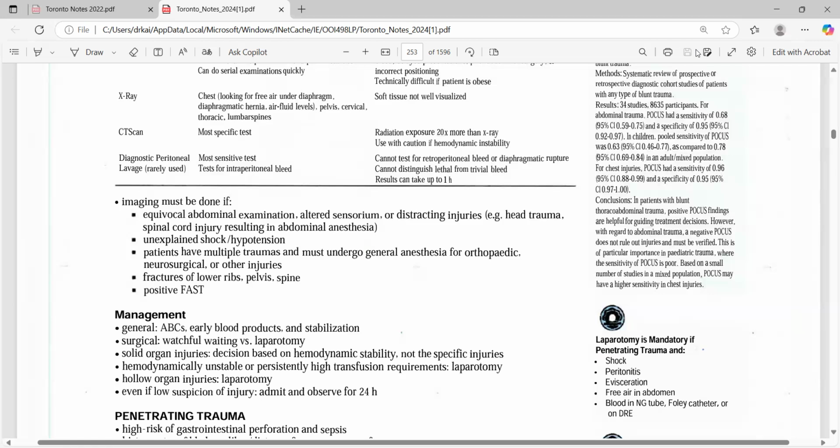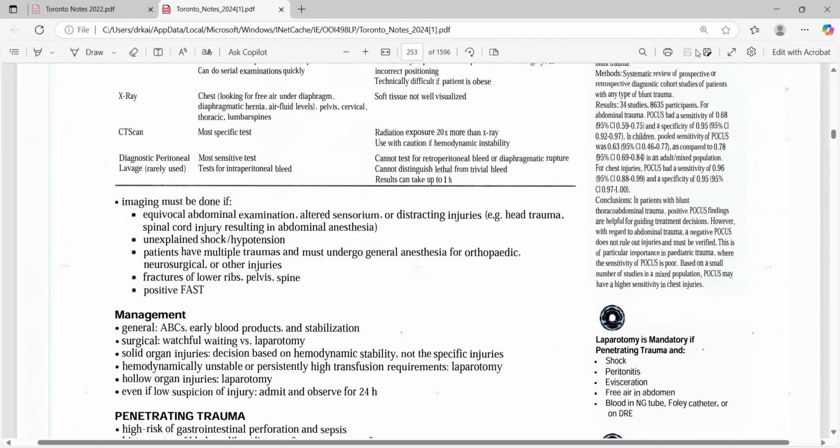Then surgery is basically waiting, especially in cases of abdominal pain. In that case, there is distension, looking at how far it can go, waiting for that, and then going for laparotomy. Solid organ injuries: decision making is based on hemodynamic instability, not the specific injuries. Hemodynamically unstable or persistent, high transfusion requirement, so basically laparotomy. Hollow organ injuries, we go for laparotomy.